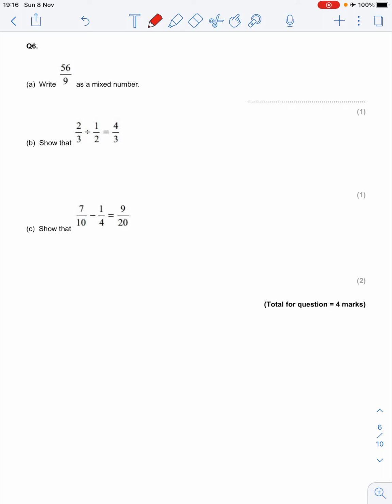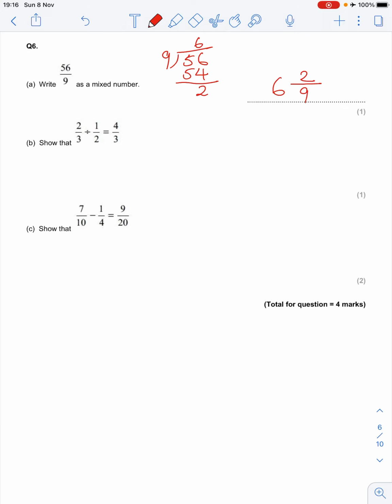Question 6. So we're writing this as a mixed number. So we want to say how many times 9 goes into 56. We would have 6, and 6 times 9 is 54, and we have a remainder of 2. So our mixed number is 6 and 2 over 9.